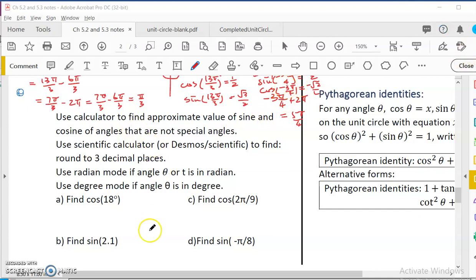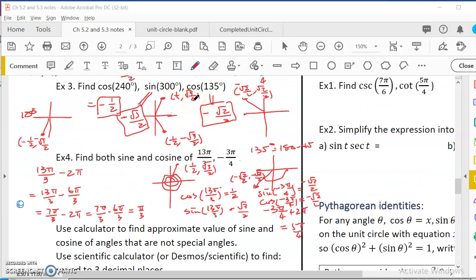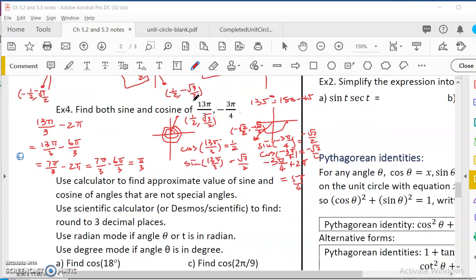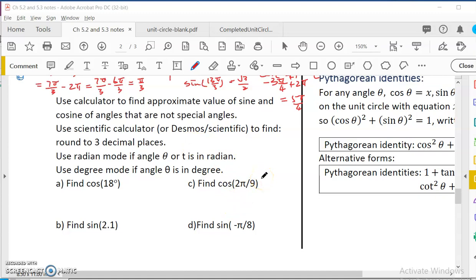So the unit circle can be used to find the exact value of certain special angles, like the coterminal angles, and also angles related to 30 degrees, 60 degrees, 45 degrees, or pi over 3, pi over 4, and pi over 6. But if there are other angles like 18 degrees or 2 pi over 9, we can't find them exactly. But we can use the calculator to approximate them.